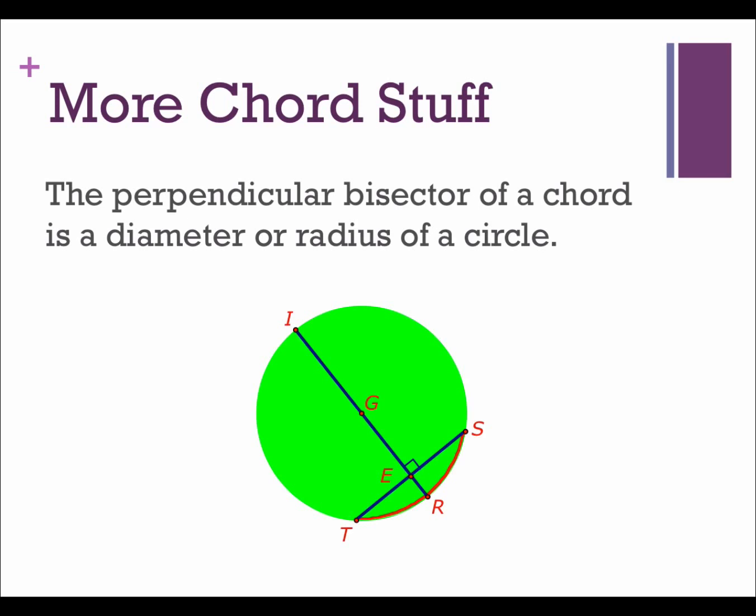What about triangle ITS? What can you tell me about that triangle? That's isosceles too. Could it be equilateral? It can be, yes. ITS would also be an isosceles triangle. We'll get to that in a little bit.